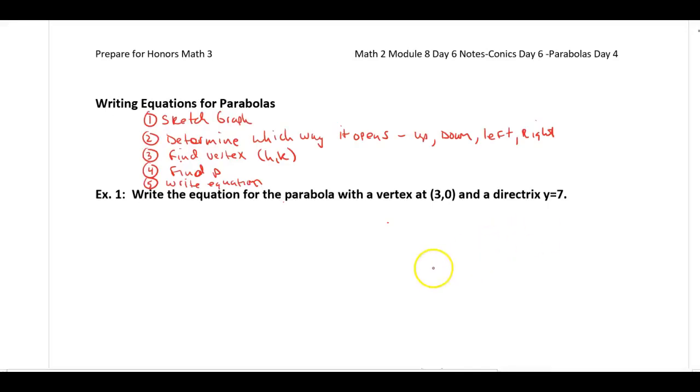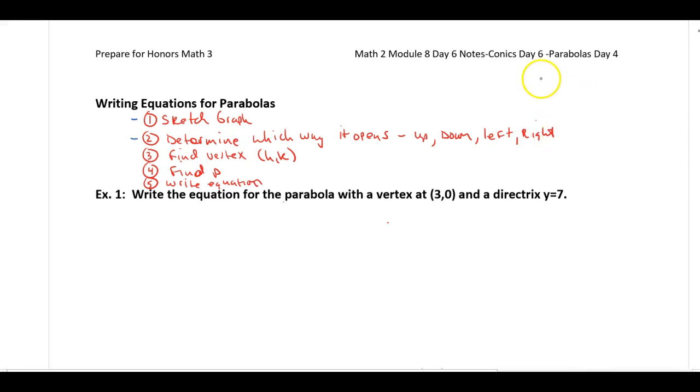Alright, Parabolas Day 4. This lesson is about writing equations of parabolas. It's pretty straightforward. The first thing you want to make sure you do is sketch a real quick sketch of the graph to determine which way it opens, and the sketch will help you find all your missing information. Then you want to determine which way it opens, right? Up, down, left, or right.